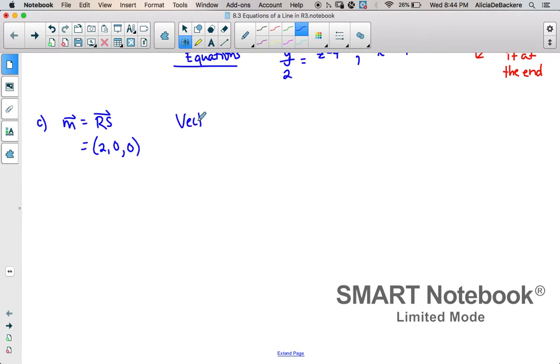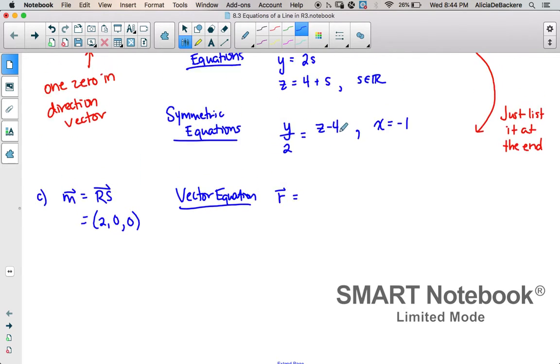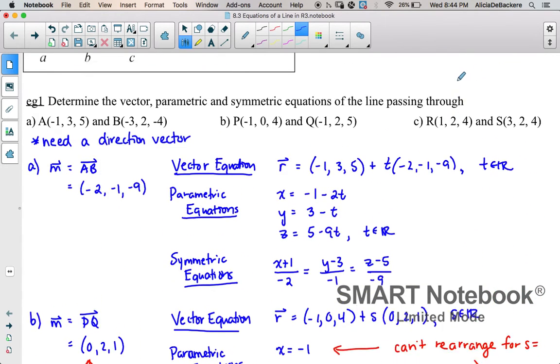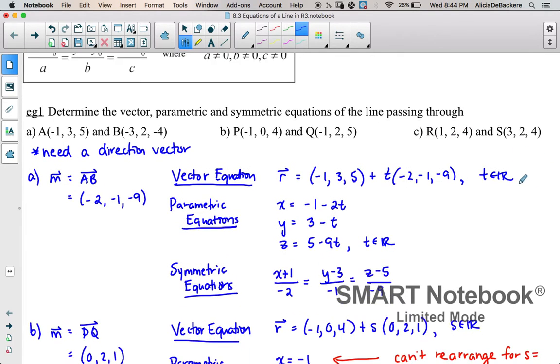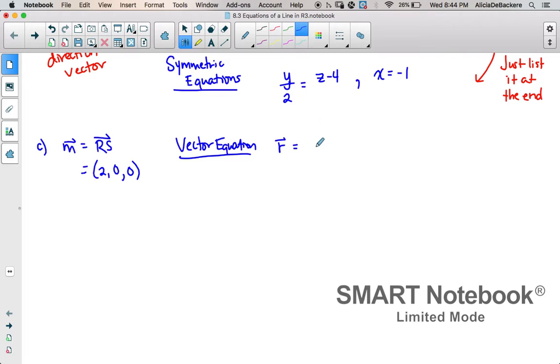The first thing I'm going to do is come up with my vector equation. So R is equal to, and again I could start with either point here. I've got an R point that I could use, 1, 2, 4, or an S point that I can use, 3, 2, 4. It does not matter which one I pick. So I'm going to go with the first one because I'm boring like that.